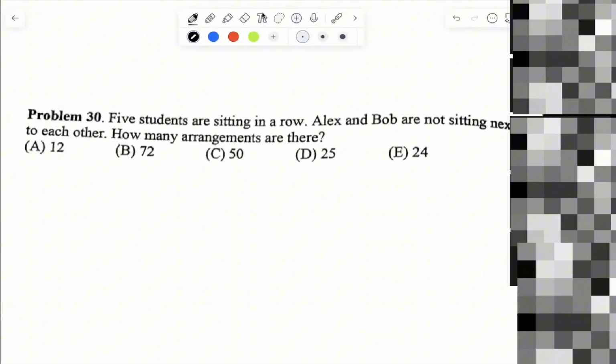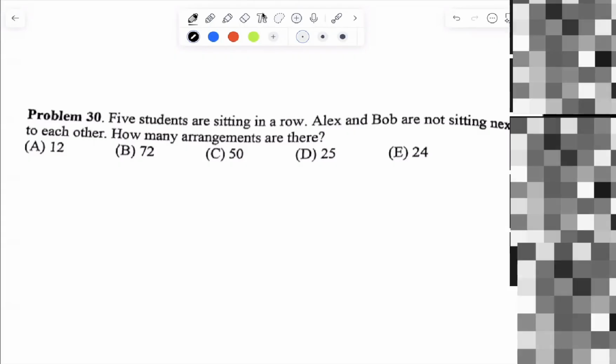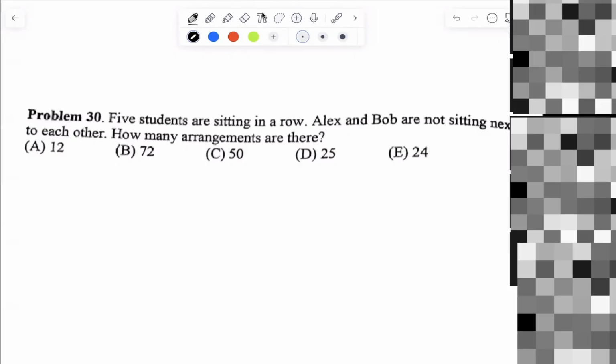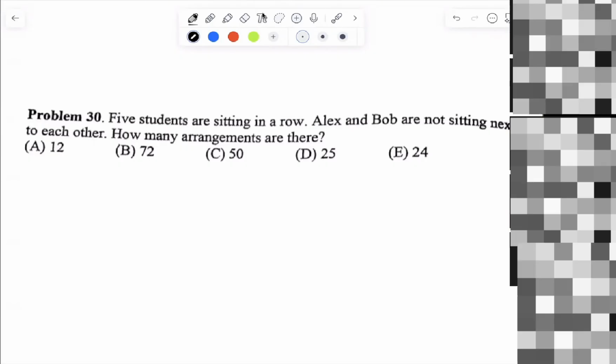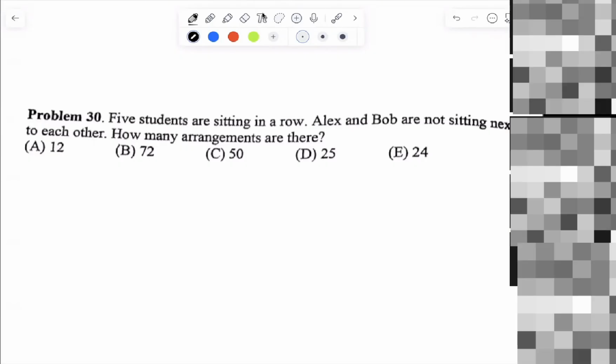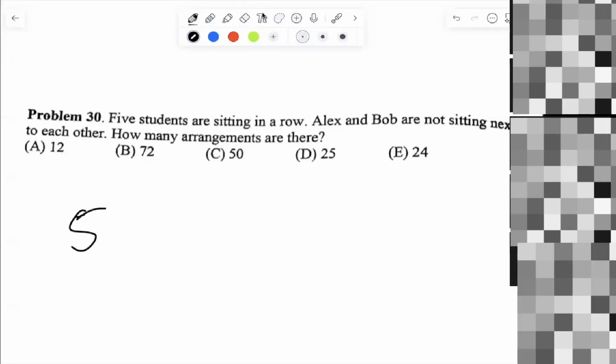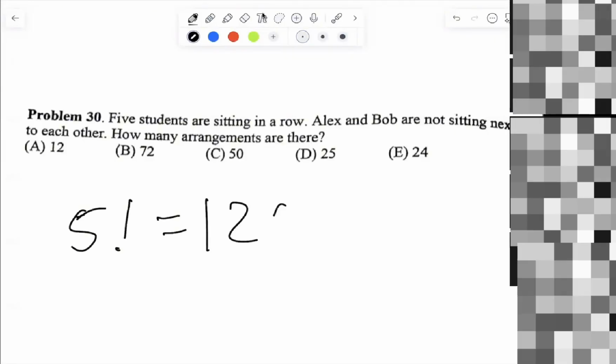We're going to use complementary counting on this one. We're going to count the opposite method. We're going to say how many ways are there that Alex and Bob are sitting together, subtract that from the total to get how many ways Alex and Bob are not sitting together. Total is 5 factorial, or 120.